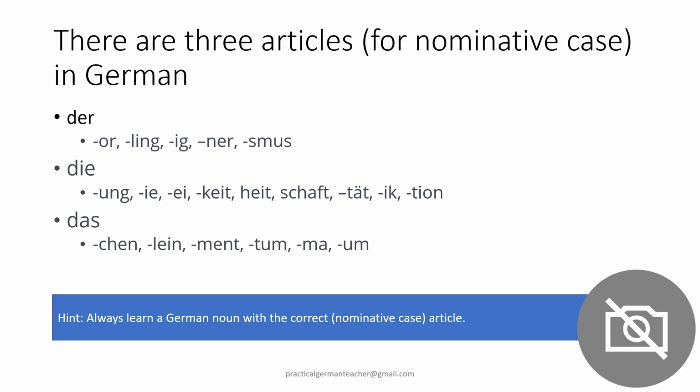Reason number two is, as you keep learning, there will be times when you will use the correct article for a new noun, not because you learned it, just because you heard it from someone else. Someone else was using this noun and you saw which article they used, and that's how you learn it.